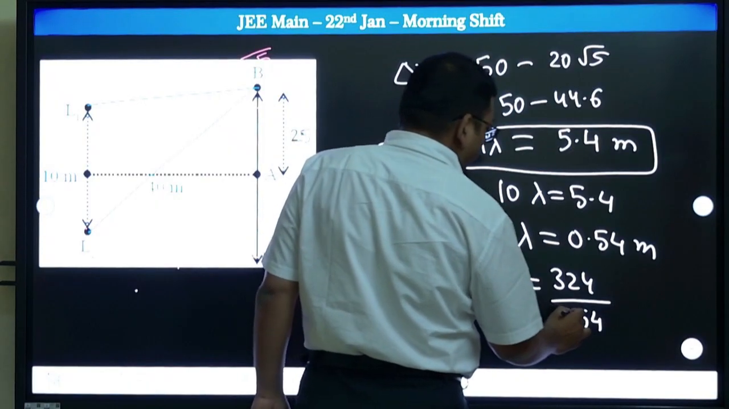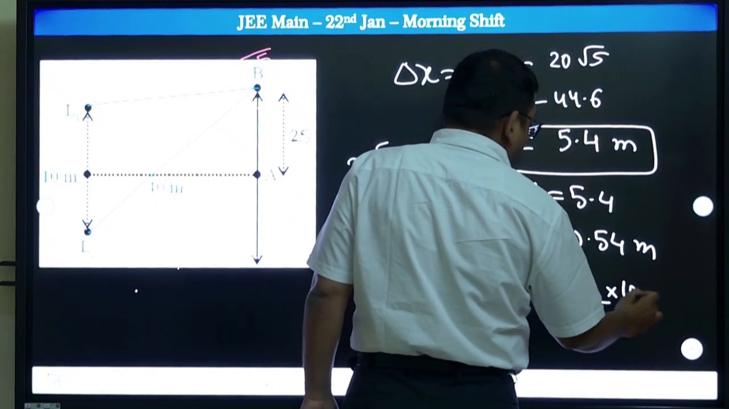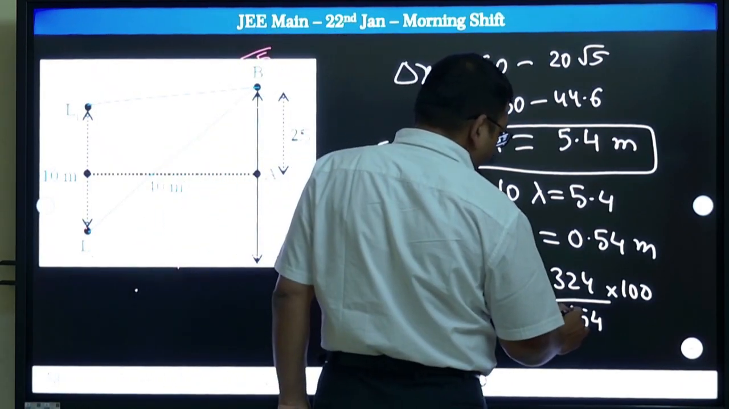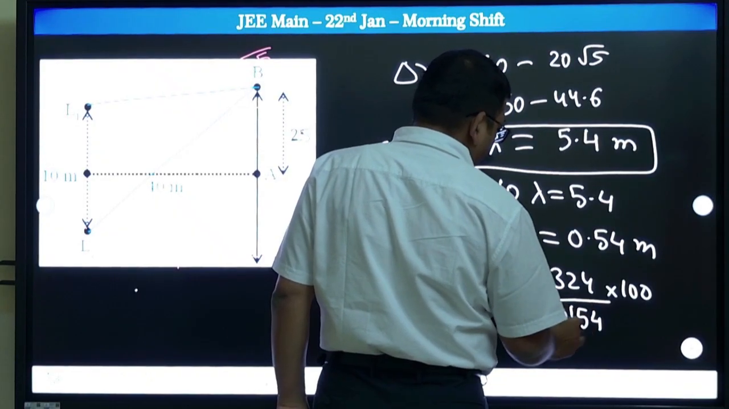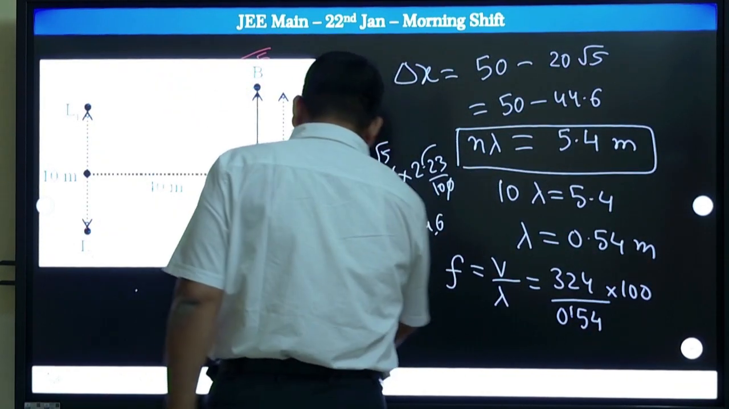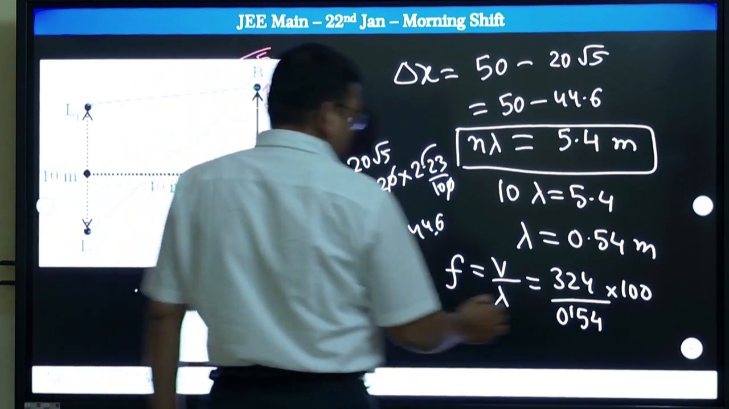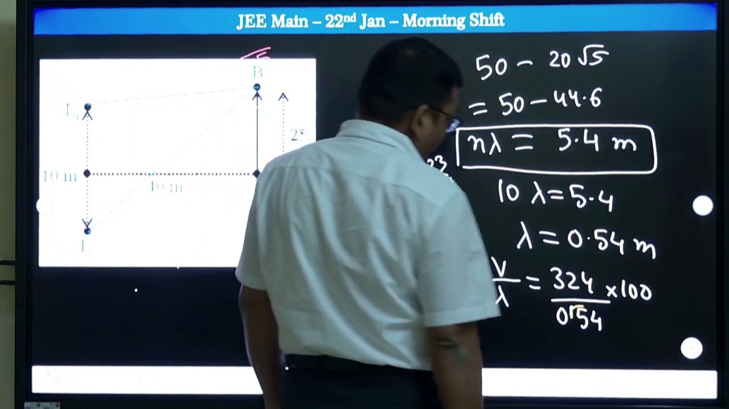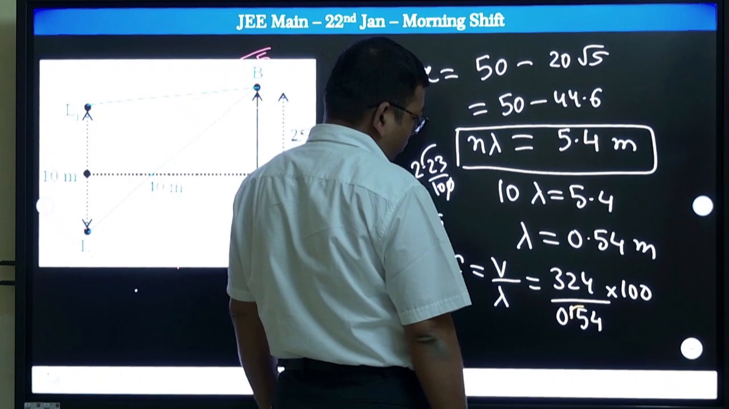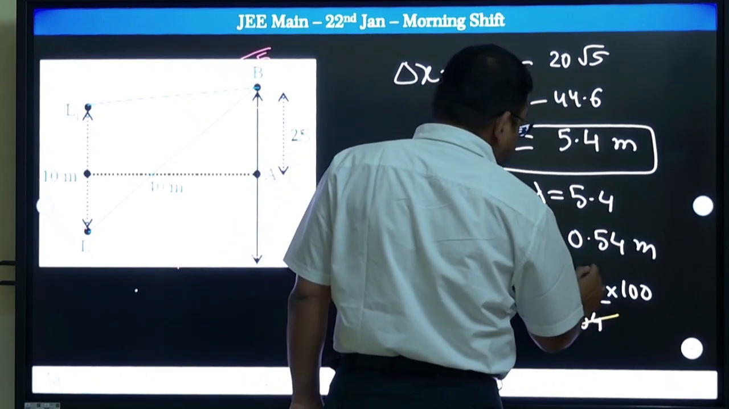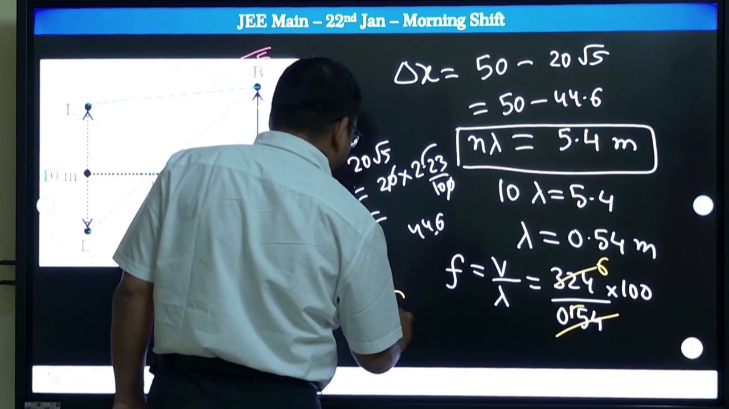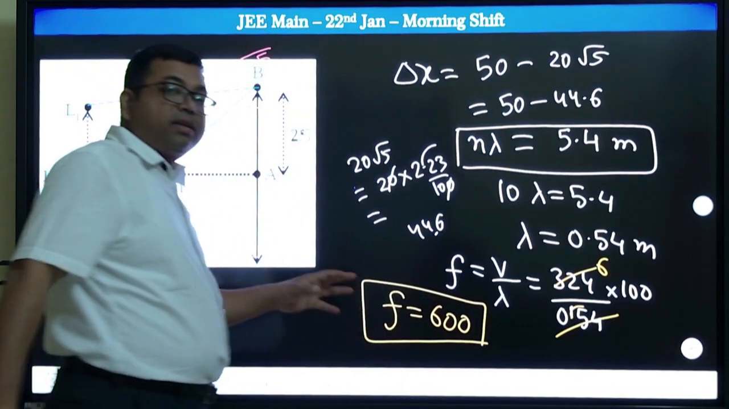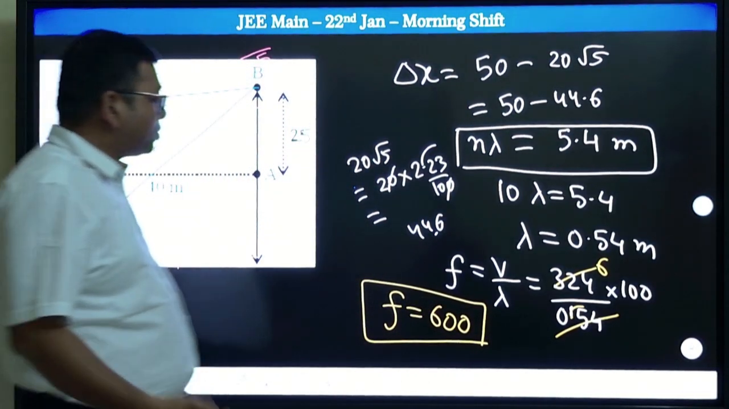Check out this calculation. A factor of 100 will come. Will it get cancelled? 54, you have removed this decimal. This decimal is removed, right? So if I multiply with the 6 factor, it is getting cancelled, right? So you got the frequency as 600. Clear? 600 hertz, that is the answer. Let us move to the next.